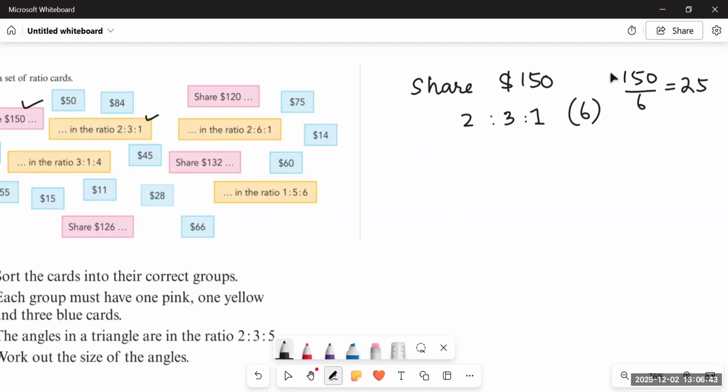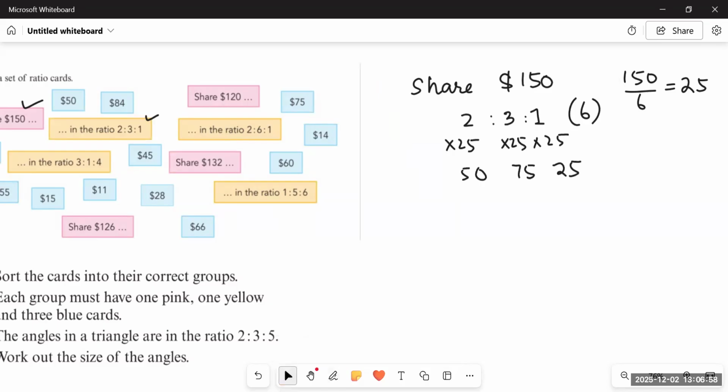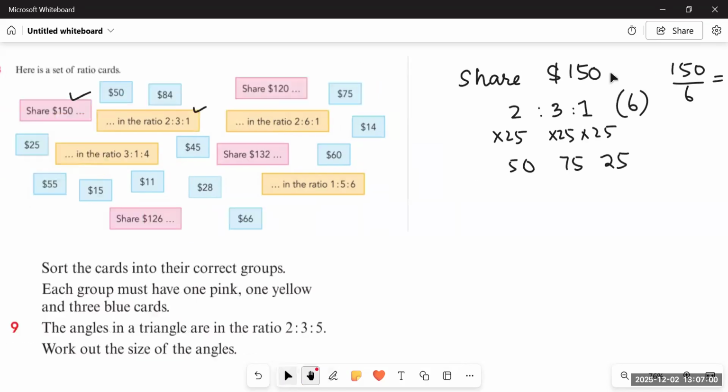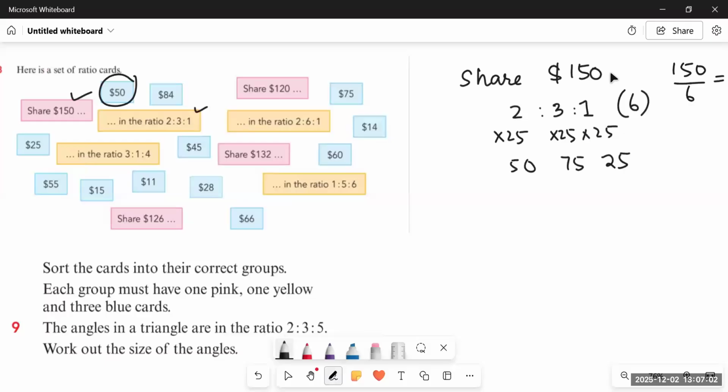And now we will multiply each of the ratios with 25. So we will get 25 twos are 50, 3 25s are 75, 1 into 25 is 25. Let us figure out these three numbers. So we got 50 here, 75 here, and 25 here. Right? That's how we have to do this one. Let me do one more for you and then you have to do the rest.